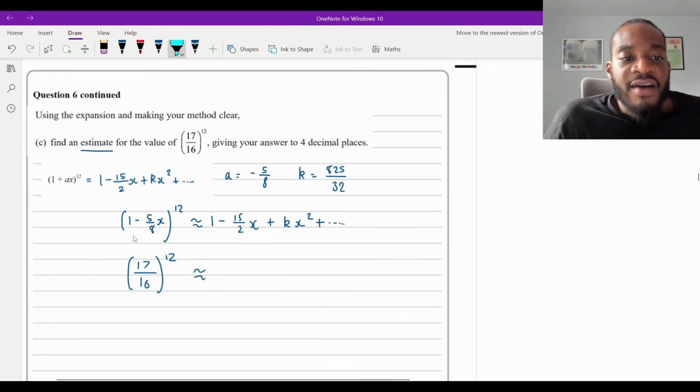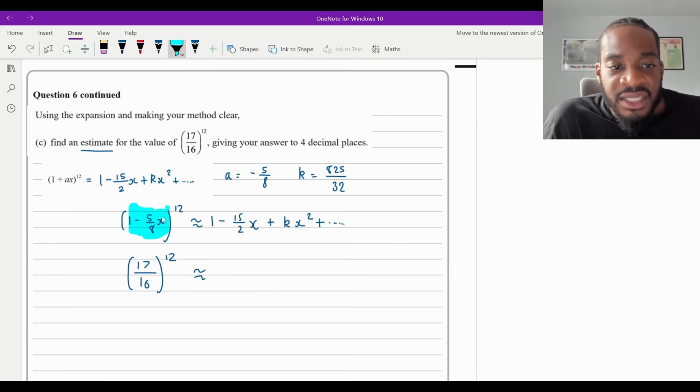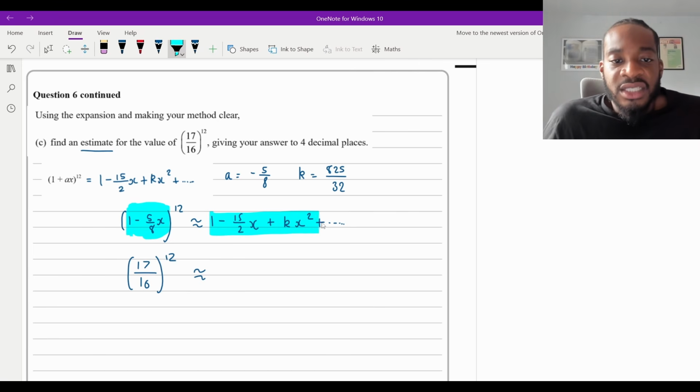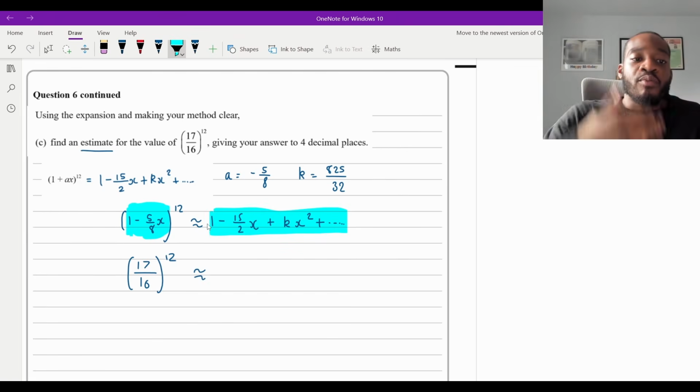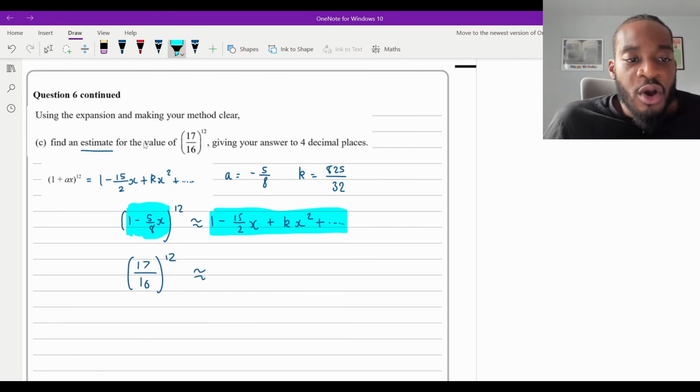Absolutely. Is there a value of x that I could plug into this that will give me 17 over 16? Because if there is, I could plug that value of x into this side, and then that should give me an approximation for 17 over 16 to the power of 12, which is what we want. Well, how do we go about doing this? Well, all you're going to do is just equate these, aren't you? All right, let's equate them and see what we get.